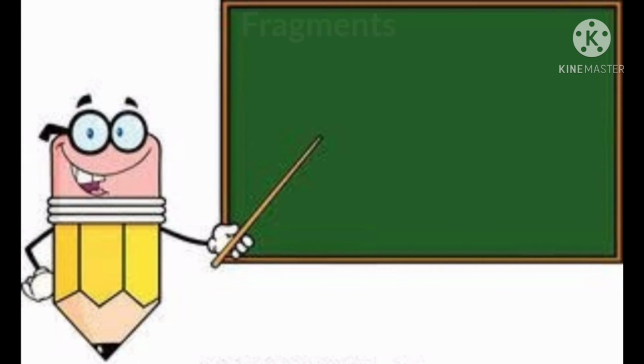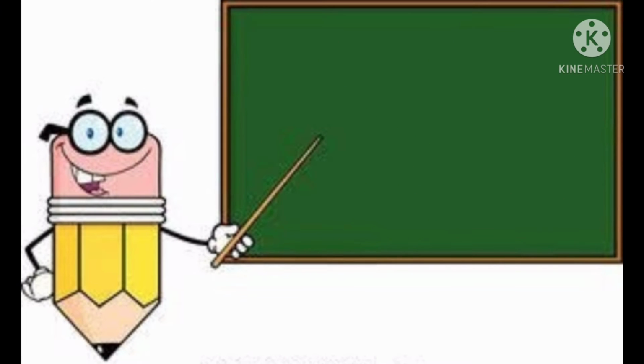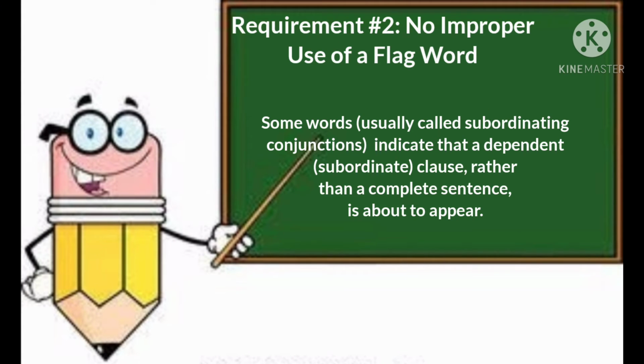So for the fragments, here are the examples. "Eating lunch in her office." So who was eating? "A story from college." What happened? And then the next is "an unusual salary of about $30 million." So what happened? And lastly, "killed when he was 21." Who killed whom?